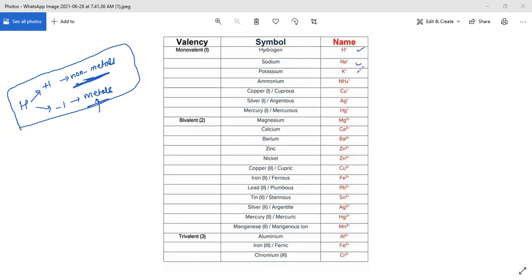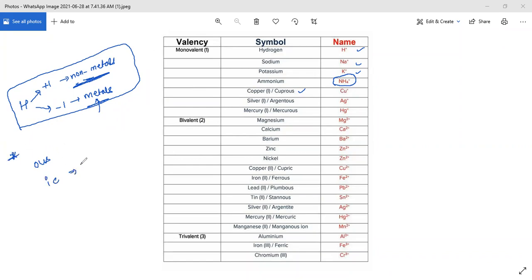Sodium Na plus 1. Potassium K plus. Ammonium, what is the formula? NH4 plus. And one more thing: cuprous and cupric. Where will we use OUS and where will we use IC? It is also important.